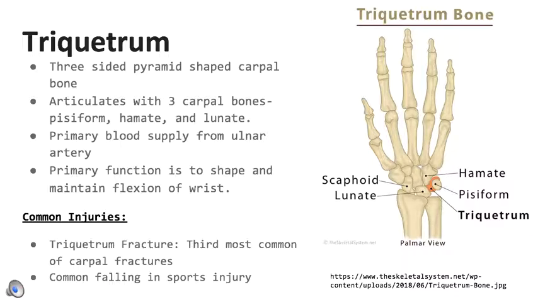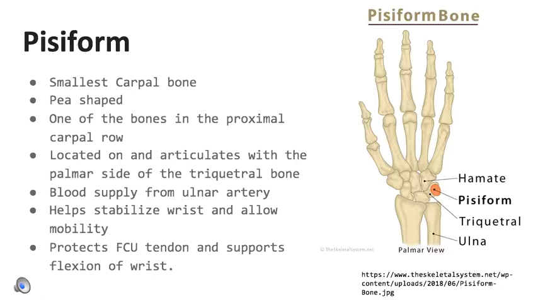Common injuries with the triquetrum include a triquetrum fracture, which is the 3rd most common of all carpal fractures. It is also common to fall and fracture in a sports injury, otherwise known as a fall on an outstretched hand.